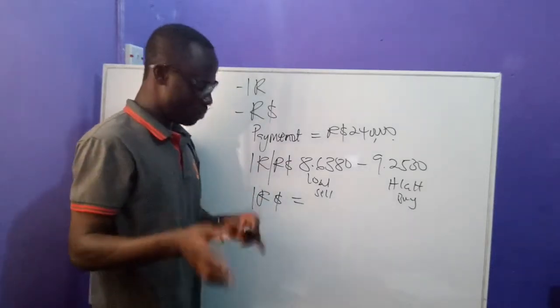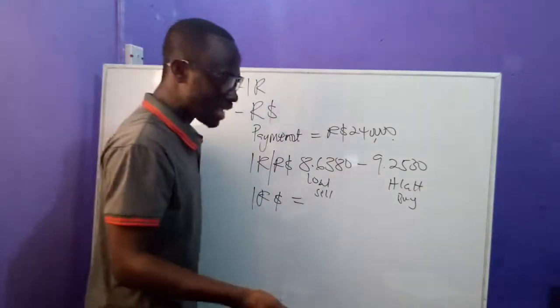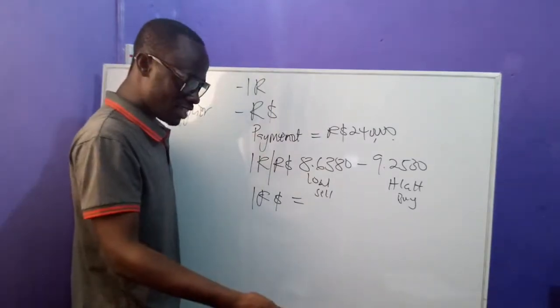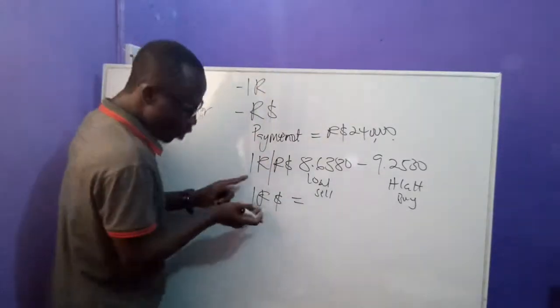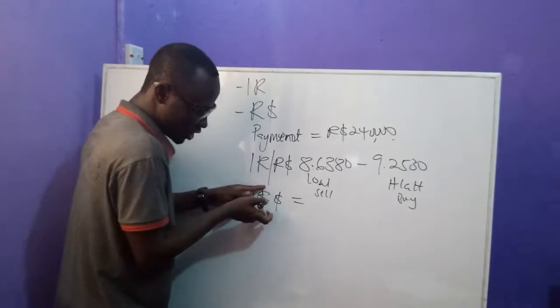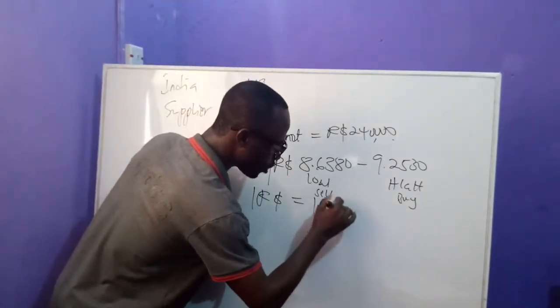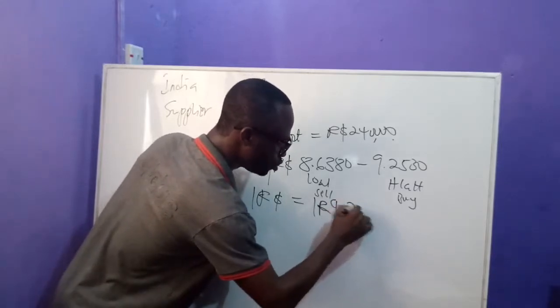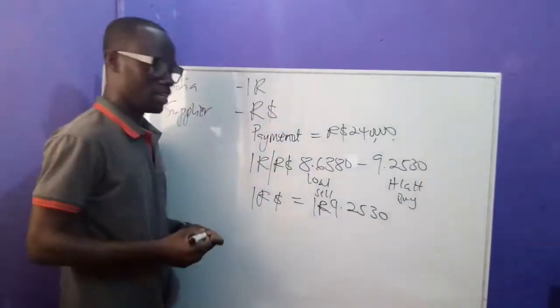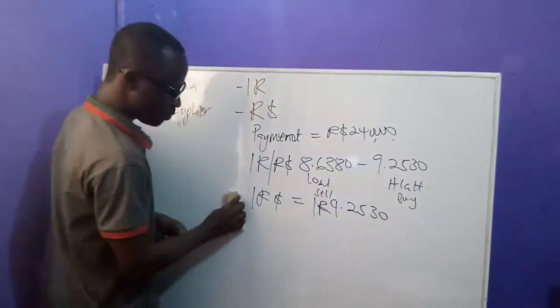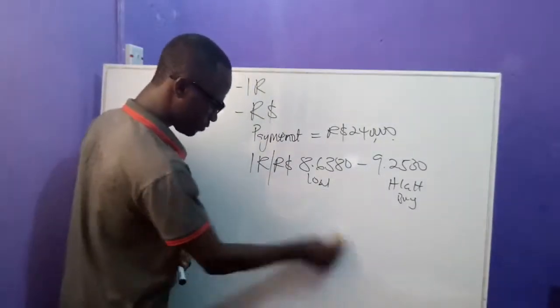Very, very important. So if they will buy at a high rate, then what do we say then? We say that 1 Eurytania dollar equals 9.2530 Indian rupee. So let me put that well carefully.